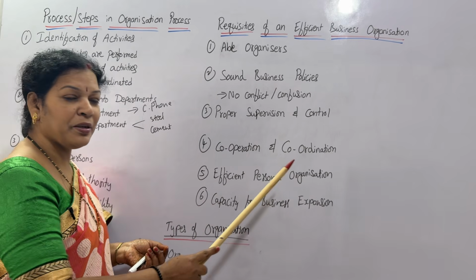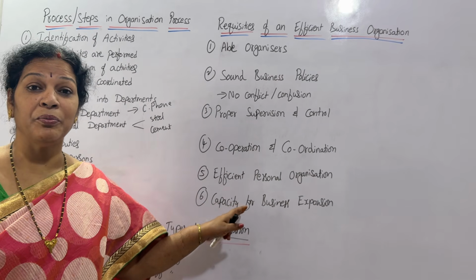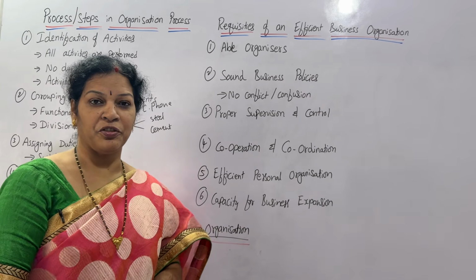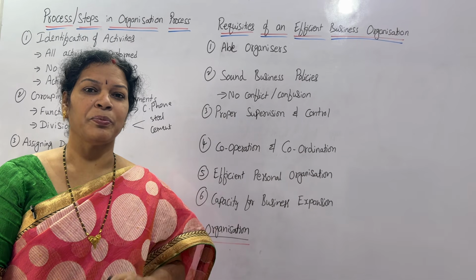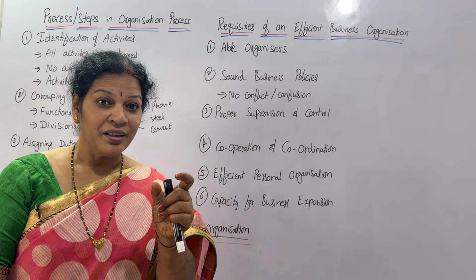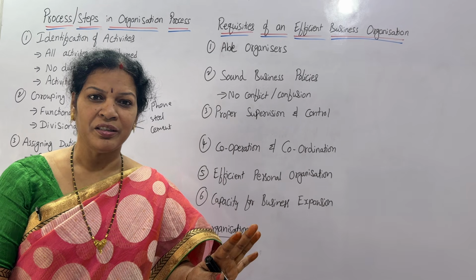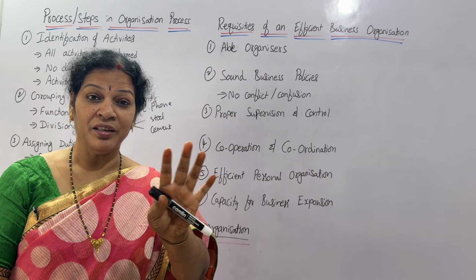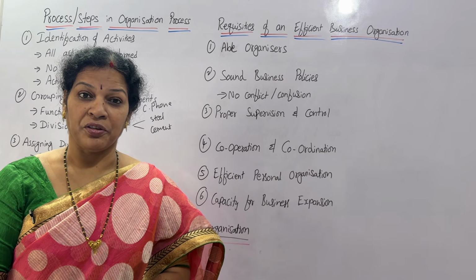And also efficient personal organization, the entire organization should be efficient. In an efficient way you have to handle it, efficient personal organization. And also capacity for business expansion. Sometimes if things are going well, there is a possibility of expansion of the same business. Expansion in the sense, in one way, the same product you want to expand to various places. Like the product is available only in Mumbai, they wanted to launch it in Hyderabad, Chennai, Delhi, Kolkata, Bangalore, right? This is one kind of expansion.